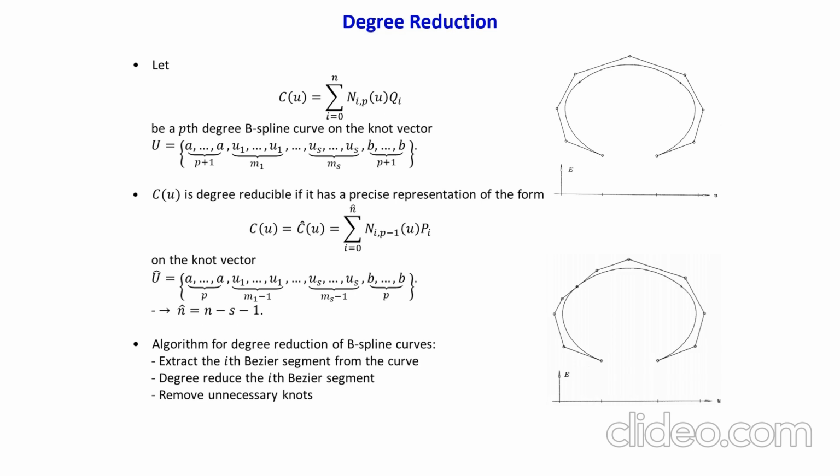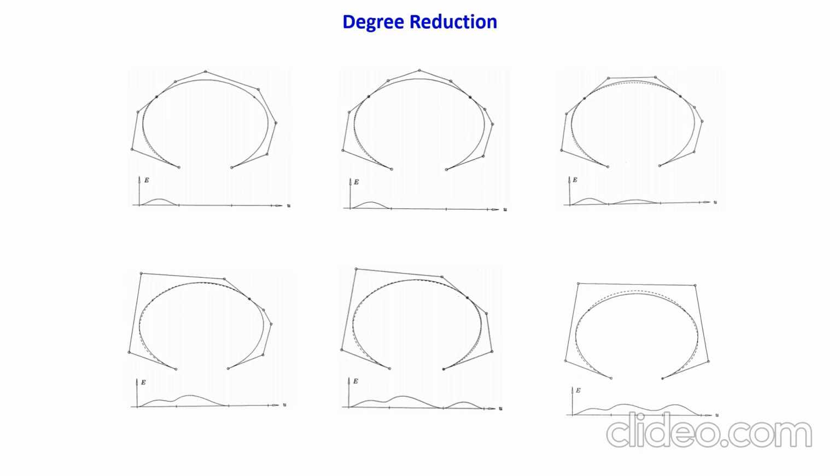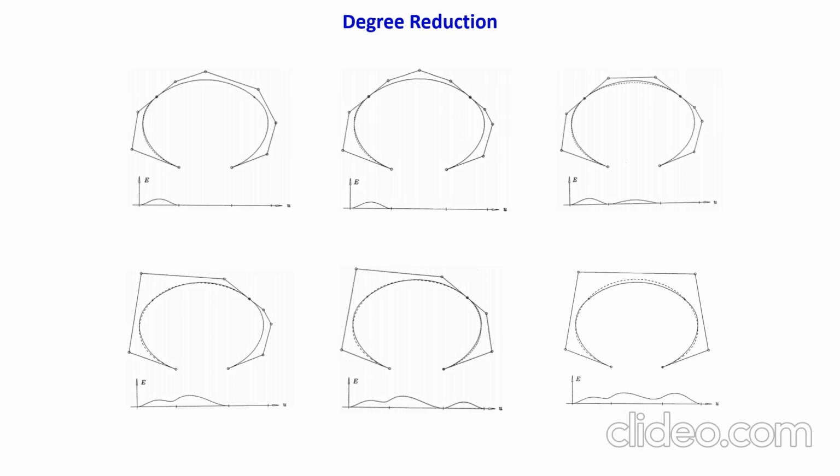The first image, here, is a 4th degree B-spline curve which we will reduce to 3rd degree. The first step is to extract a Bezier segment by inserting a knot here. The segment is then degree reduced. Extract the second Bezier segment over here. This second segment up top is also reduced, and we remove 2 knots between the first 2 segments. The last Bezier segment is degree reduced, and 2 knots are removed between the last 2 segments to produce the final 3rd degree B-spline curve.